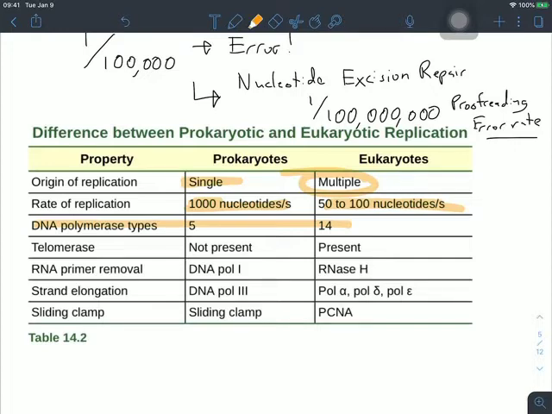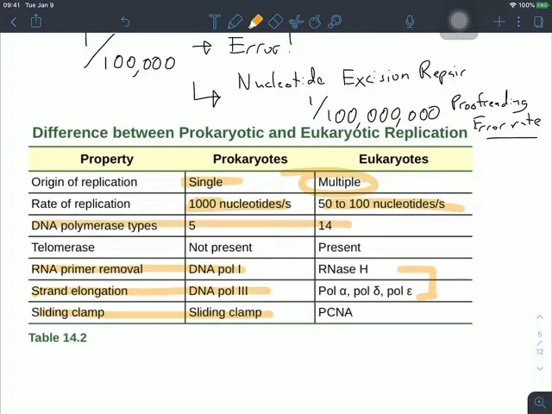Lots of different polymerase types, many more in eukaryotes than prokaryotes. So we talked about strand elongation being done by Pol 3, whose equivalent is some combination of Greek letters in eukaryotes, but I'll just be asking y'all to keep track of Pol 3, and then RNA primer removal by Pol 1. Some different enzymes doing these things in eukaryotes. And then our sliding clamp in prokaryotes has an analog called the PCNA. More on that in genetics if you opt to go the biology route.